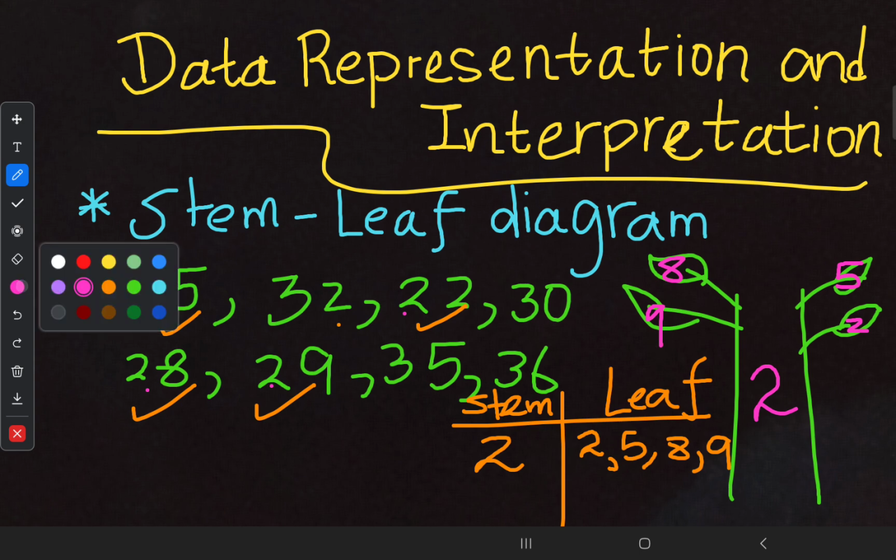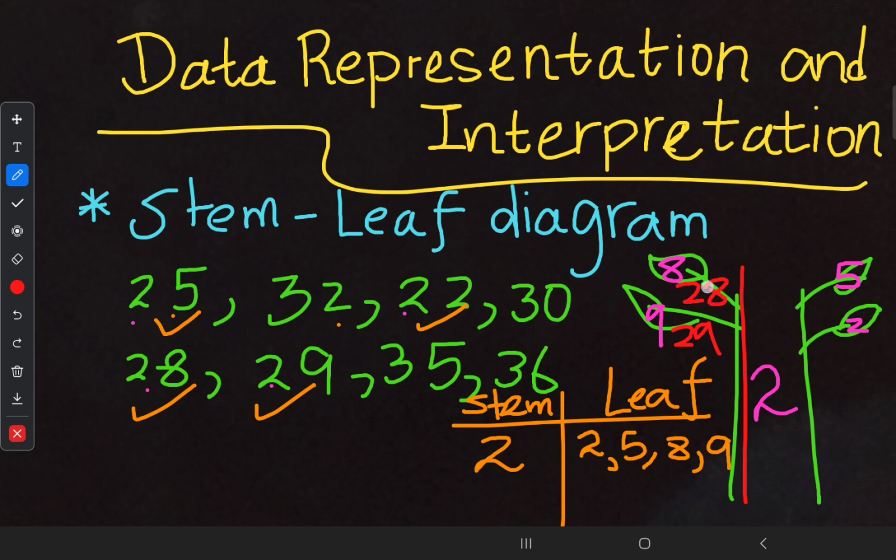So what is the name of this leaf? This leaf is located in this stem, so the names of the leaves are 29, 28, 25, 22. Likewise, we have to represent the given data in stem and leaf form. I hope you understood this one now.